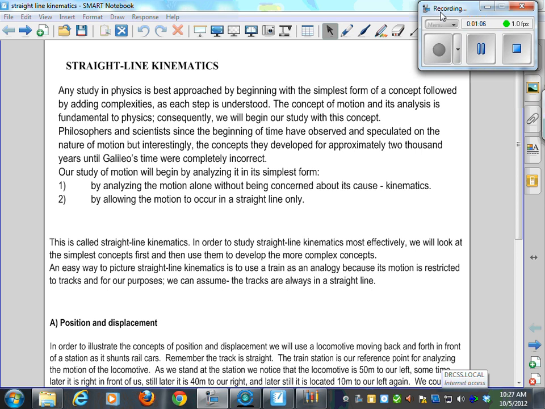So, our study of motion will begin by analyzing it in its simplest form, by analyzing the motion alone without being concerned about its cause, which is kinematics. In other words, we're not going to deal with forces yet. That'll be the next unit. And by allowing the motion to occur in a straight line only.